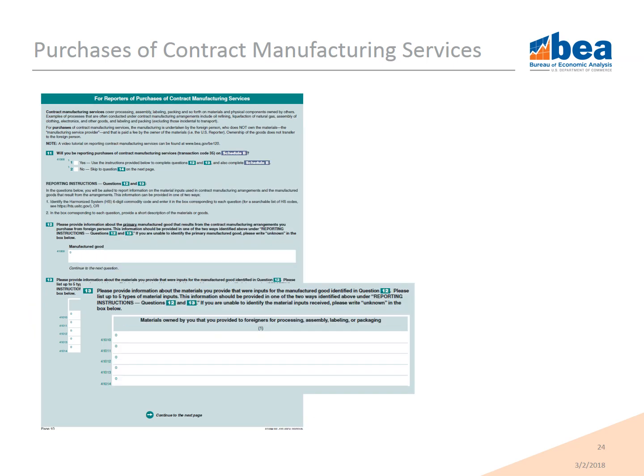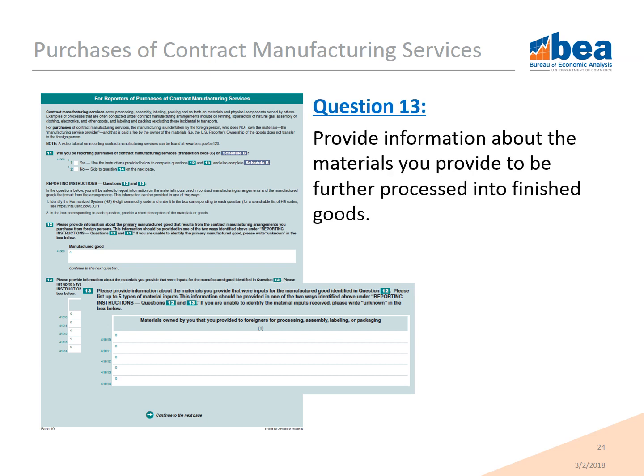For question 13, provide information about the materials that you provide to the Mexican operation under your contract manufacturing agreement. And again, you can complete this item similarly to item 12 by either identifying the Harmonized System 6-digit commodity code, which can be found using the ITC search tool at the link referenced above question 12, or by providing a brief description in the space provided. In this case, the materials you provided are yarn, fabrics, and dyes, and they are entered into question 13.